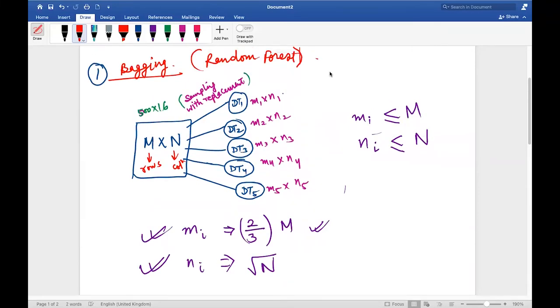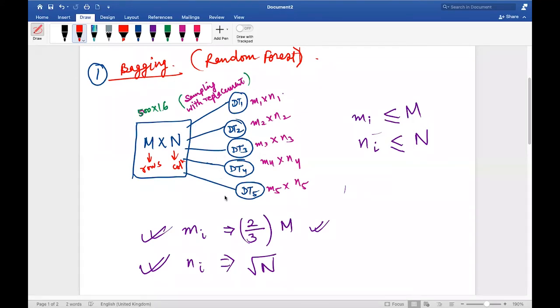Any confusion in the bagging technique? We are just segregating our sample into different decision trees and then deciding which is the majority. So what is the difference between a decision tree and a random forest? With a decision tree, only one tree is grown out of the whole rows and columns. In random forest, we are growing multiple trees, because in a forest we have multiple trees.